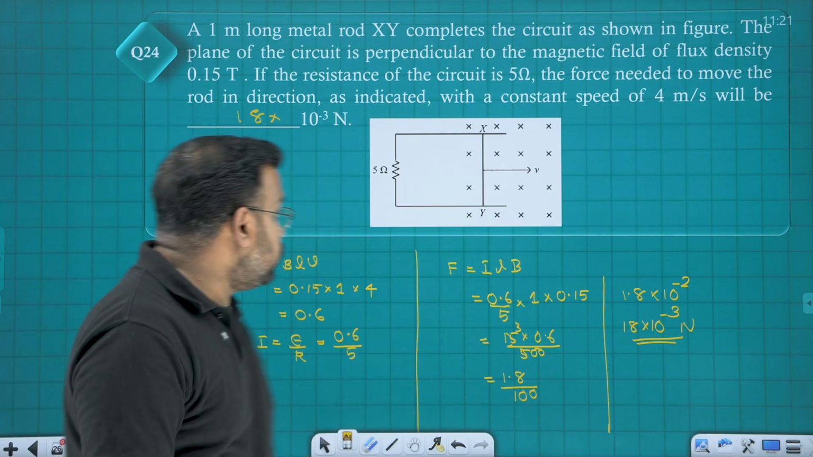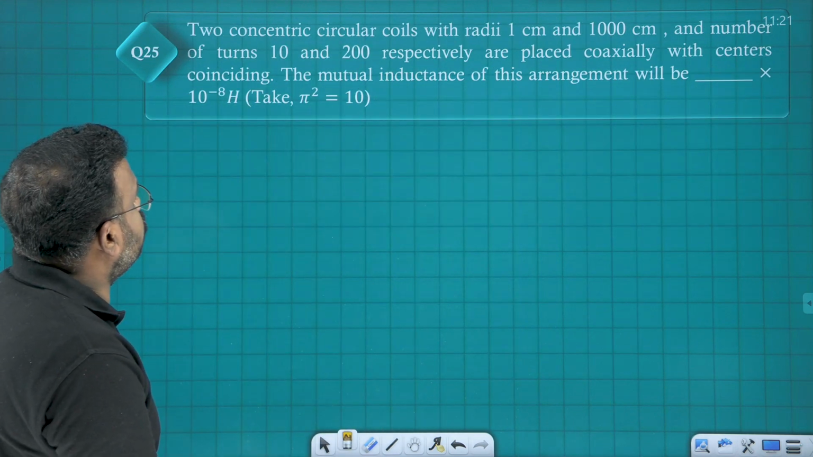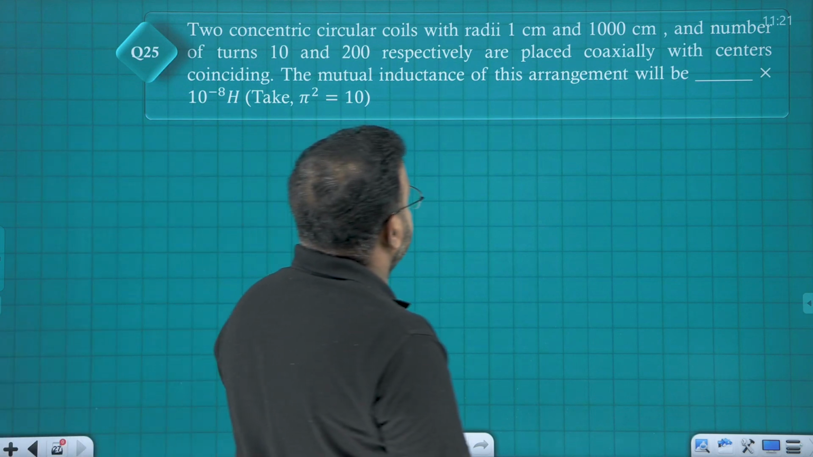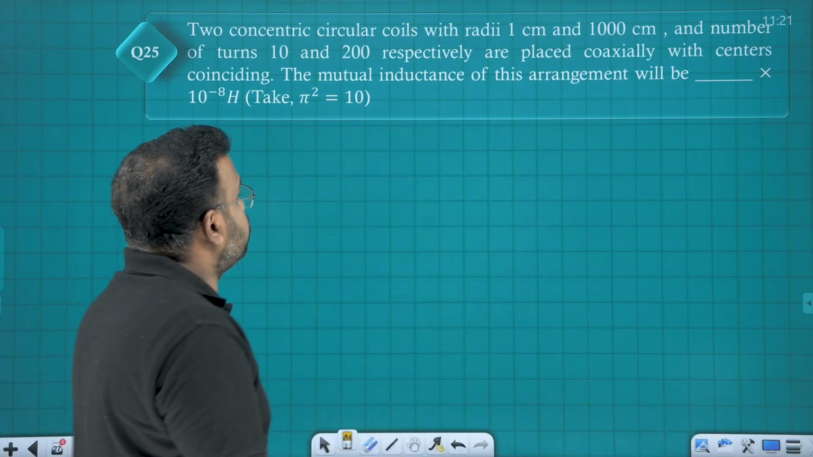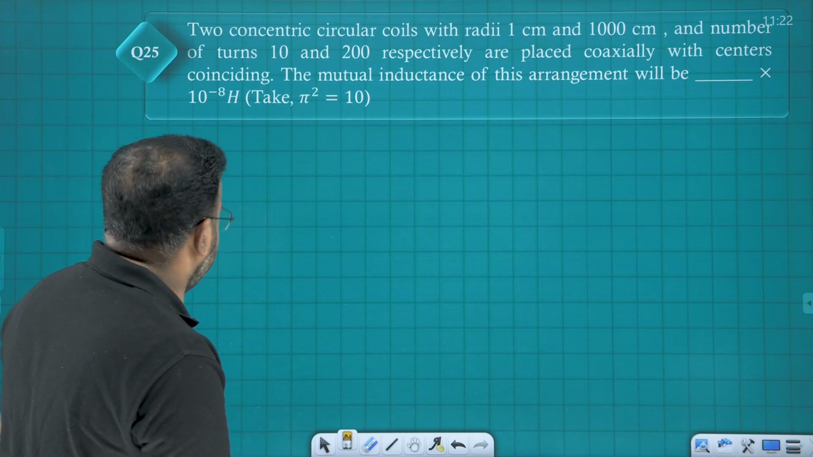Easy question. Now the last question. Two concentric circular coils of radii 1 centimeter and 100 centimeter and number of turns 10 and 200 respectively are placed coaxially with centers coinciding. The mutual inductance of the arrangement will be.